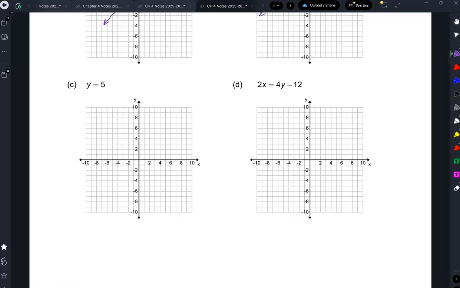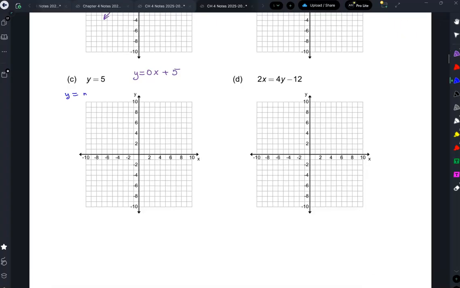Now, look at this one. It's y equals 5. There is no something x. Well, guess what? When you have something like this, it's like y equals 0x plus 5, right? What kind of line did we get when you got 0 slope? Horizontal line. Look at you. That's a horizontal line, right? So whenever we have y equals a number, that is a horizontal line.